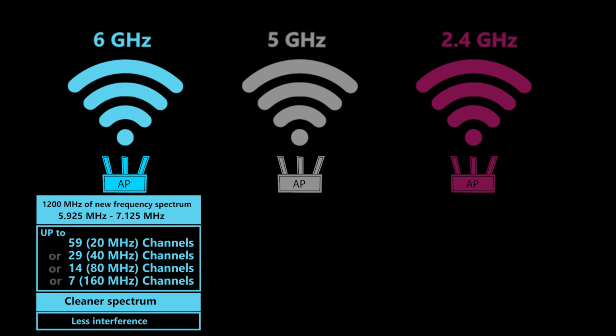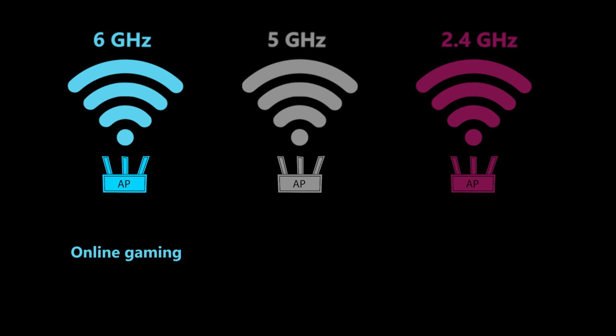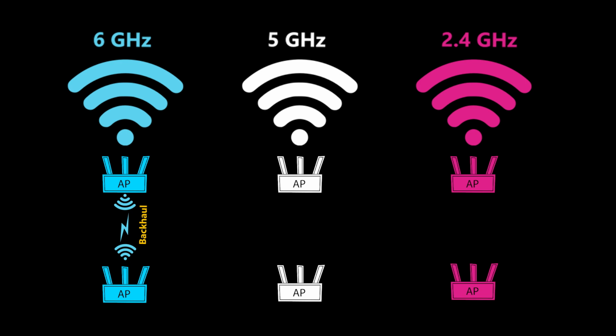So, to sum up, the availability of the 6 GHz frequency band for Wi-Fi has many benefits, especially for the network services that require very reliable and fast connections. For example, online gaming, virtual reality, augmented reality, or even a backhaul connection in a mesh network. And for most of those services, currently a wired connection is preferred over a 2.4 GHz or even a 5 GHz connection.